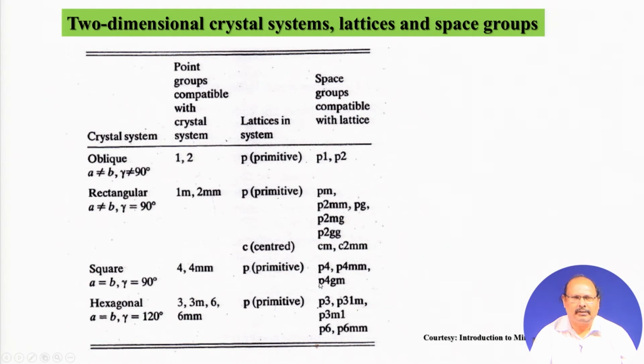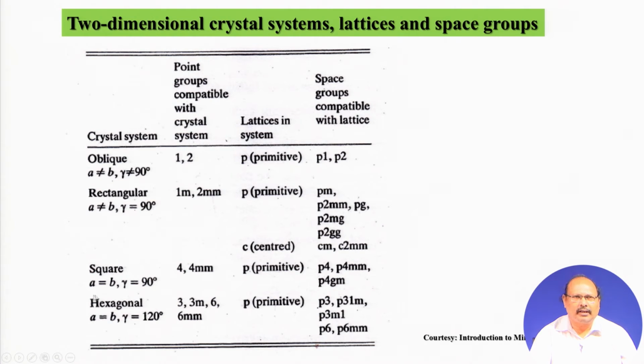And you have a combination where primitive lattice can combine with a vertical four-fold axis symmetry, and you have two sets of orientation. One set is mirror plane, they are two in number, and you also have a glide plane here. So, you have a glide plane and also a mirror plane here.